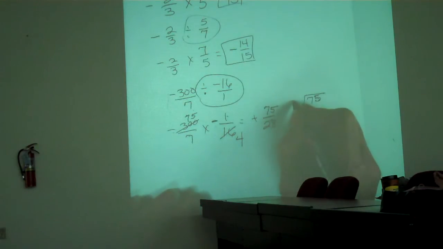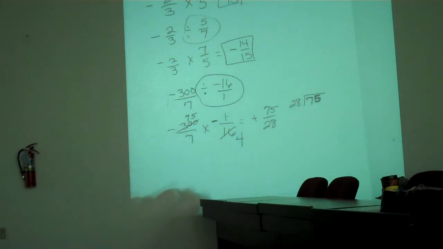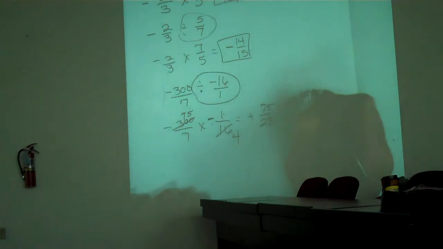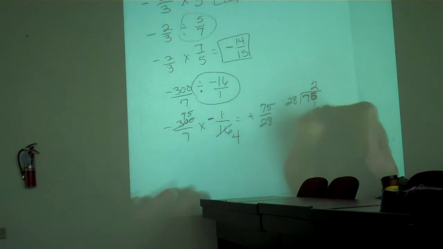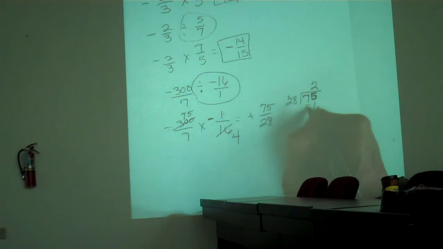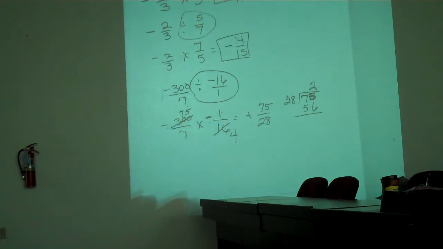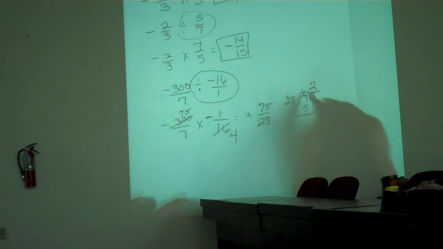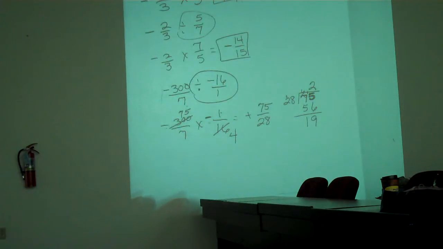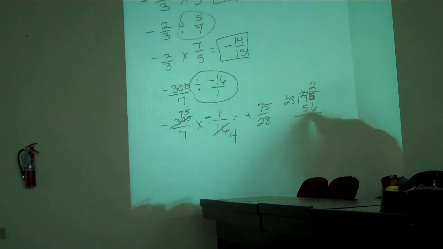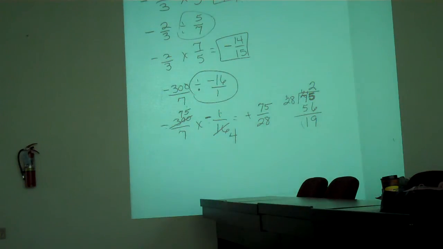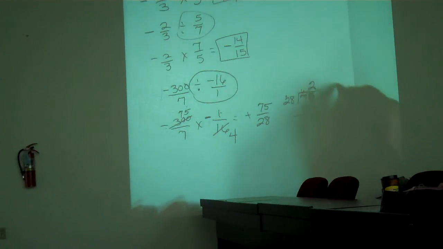75 divided by 28, sorry. 75 divided by 28, how many times will that go? 2 times 8, 16, 4, 5. And subtract that, you need to borrow. 15 minus 6 is 9, 6 minus 5 is 1. Okay, the 19, the remainder part, don't write it as a remainder. We're working with fractions. Put the 19 on top and then 28 on bottom.